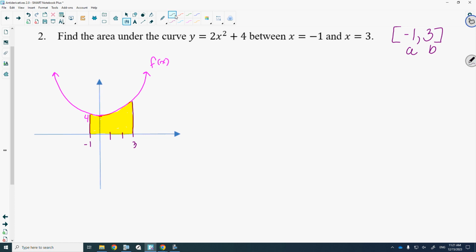So the area under the curve, we are integrating our function from -1 to 3, and we are integrating 2x squared plus 4, integrate with respect to x. This is equal to, so let's use the same notation that we did last time. So let's take the antiderivative or integrate 2x squared. That would give us 2x to the 3 divided by 3 plus 4x.